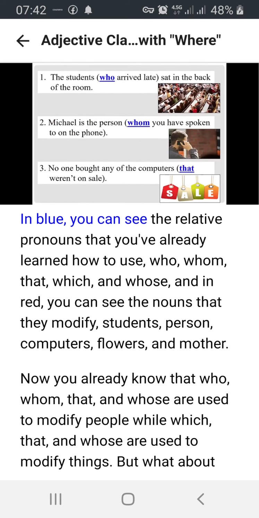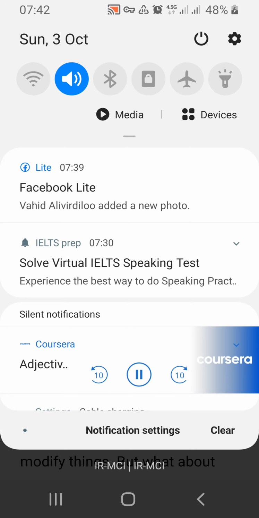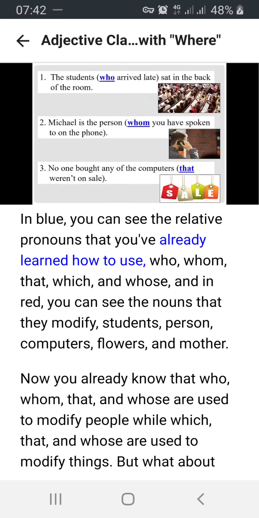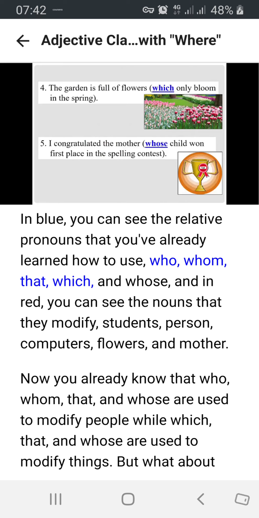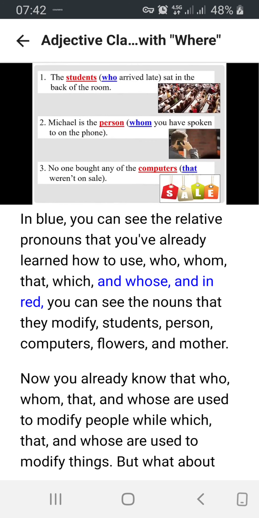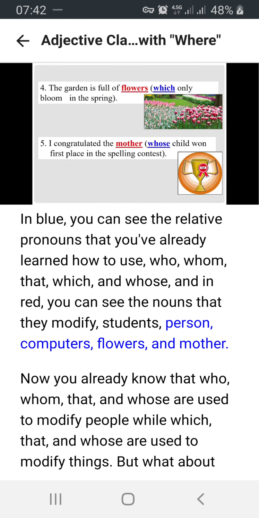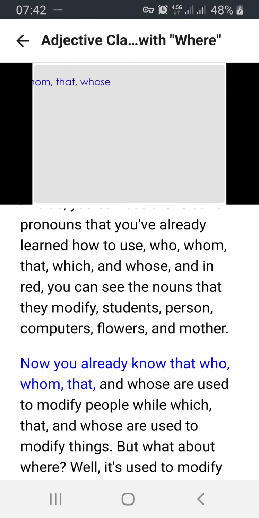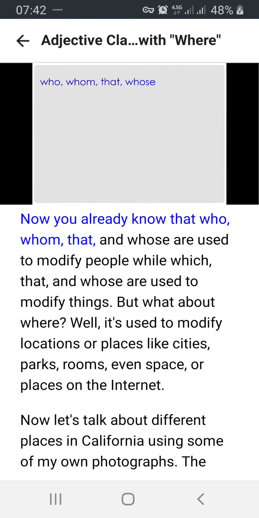In blue, you can see the relative pronouns that you've already learned how to use. Who, whom, that, which, and whose. And in red, you can see the nouns that they modify. Students, person, computers, flowers, and mother. Now you already know that who, whom, that, and whose are used to modify people, while which, that, and whose are used to modify things.